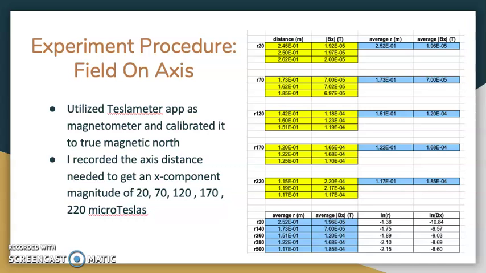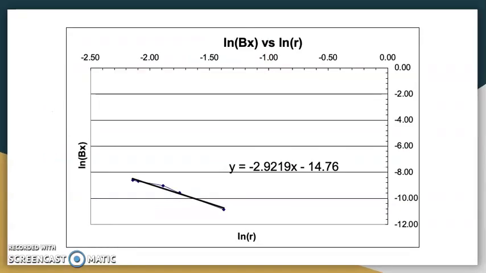These values are shown on the chart to the right, and I was able to get an average of all of these values. Out of the points I collected, I created this plot, which is the natural log of the x component of the magnetic field versus the natural log of the distance values. This plot will be useful when calculating the distance dependence in the magnetic dipole.